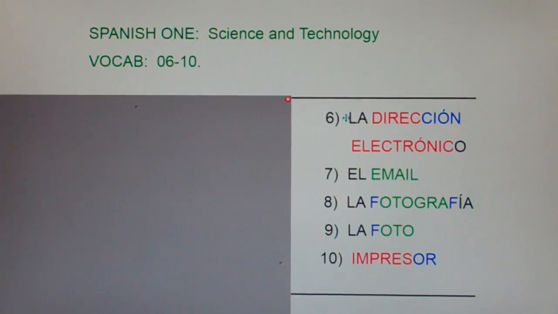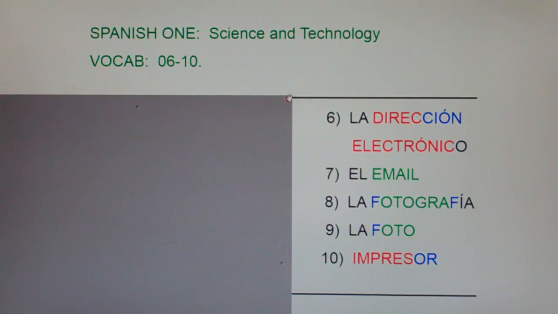Spanish 1, Science and Technology, vocab 6 through 10. I'm going to say each of these words in English, then Spanish, and clap, and I'd like you guys to repeat what you just heard, okay?